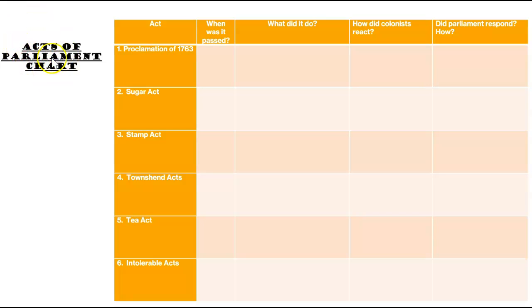Then I wrote Acts of Parliament Chart, and then you want to have a column for act. When was it passed? What did it do? How did colonists react? Did Parliament respond? And how? And then these are the 6 acts we're going to be talking about. So again, pause me as needed, but I'm going to go ahead and move forward.